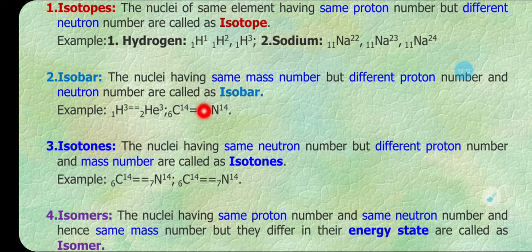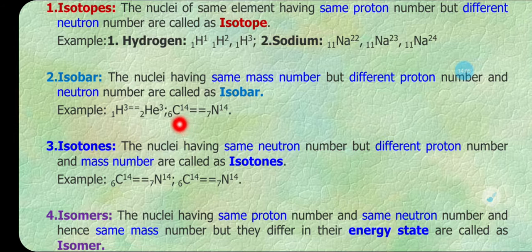Let us see an example. Hydrogen and helium are two nuclei that are isobars of each other. The atomic number, that is the number of protons, is different, but the mass number is the same: hydrogen 3, helium also 3. The neutron number is also different, here 2 neutrons and here 1 neutron. So neutron and proton numbers are different, but only the mass is the same. This type of element is called an isobar.